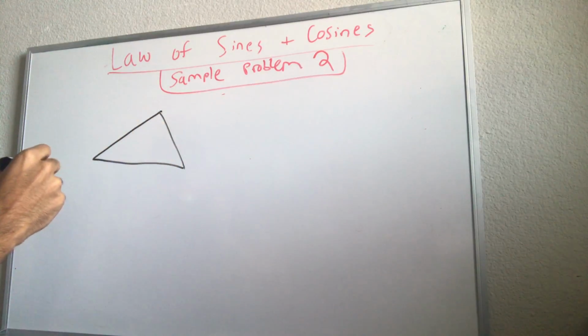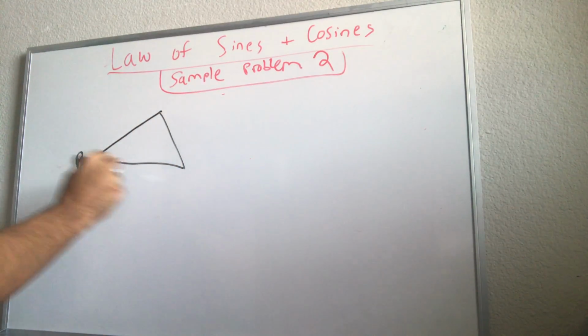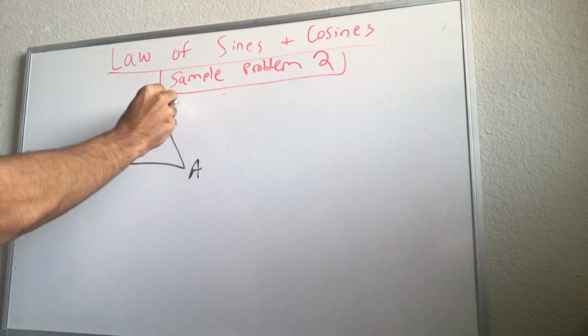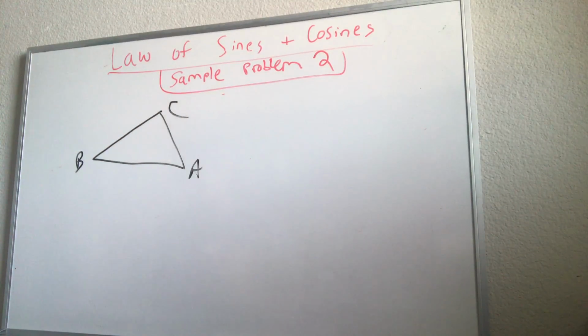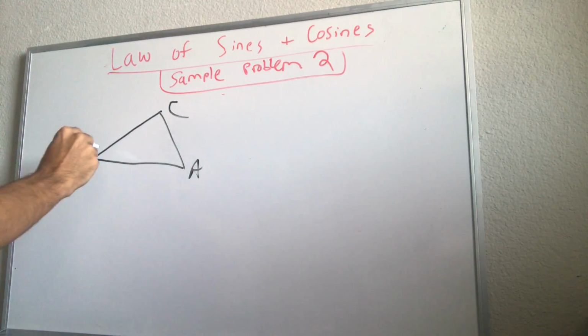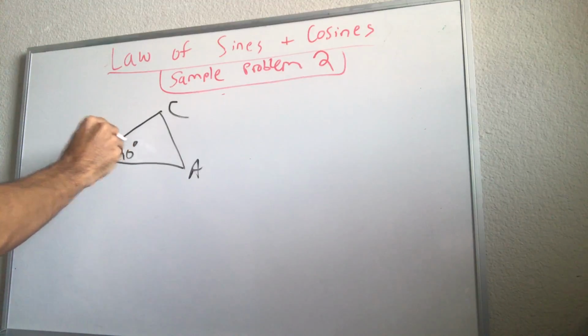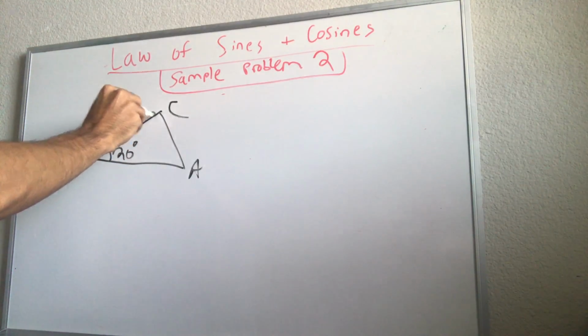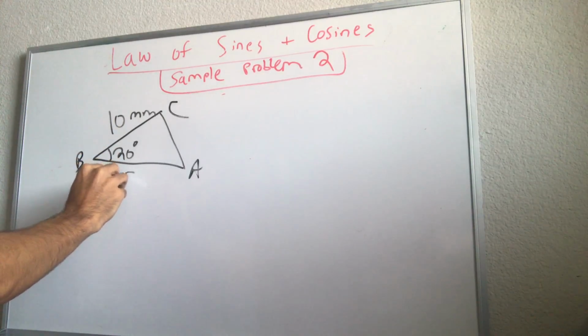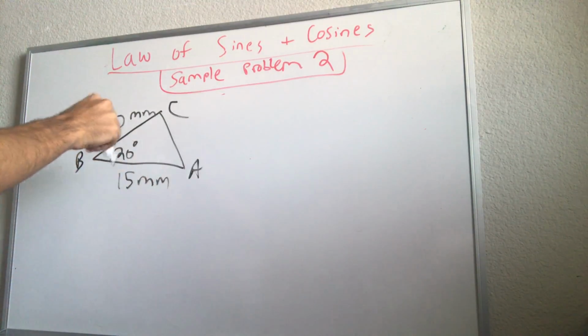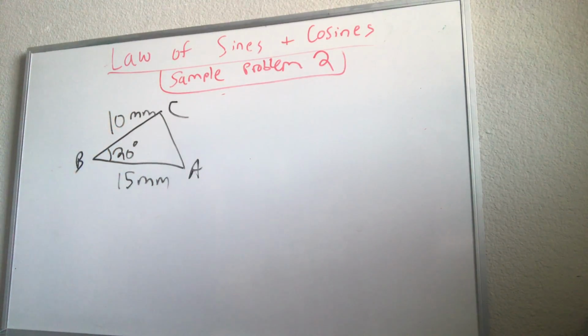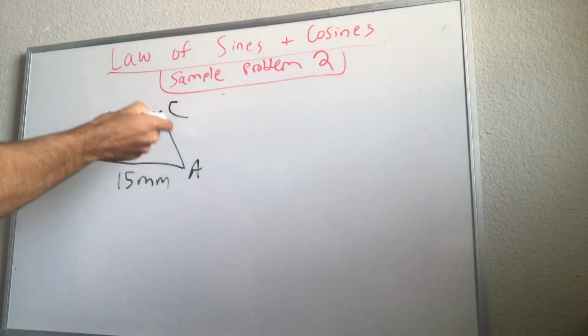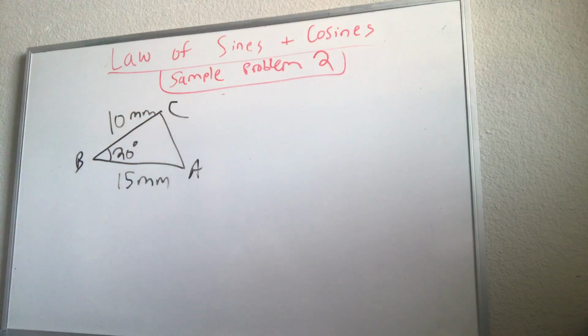It's something like that, and I'll label this as B, this as A, and this as C. We know that this angle is 20 degrees, this side is 10 millimeters, and this side is 15 millimeters. So we know these two side lengths and this 20 degree angle, and that's all we're given. We want to find the length of this side, and we also want to know these two angles.